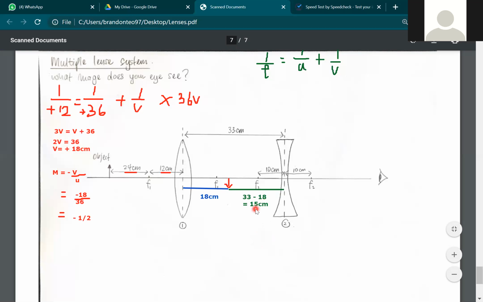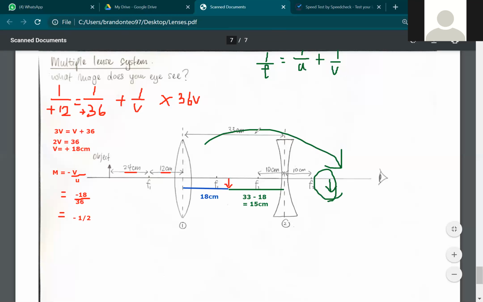Now, is it possible for the object to be negative? Yes. Under what circumstances? When the object is on the opposite side. I repeat, if the first lens forms the image on the other side, to the right of the second lens, somewhere here, then you will get a negative object distance. So if the image is formed behind this second lens, you take the object distance as negative. That is the only scenario when you take the object as negative distance.